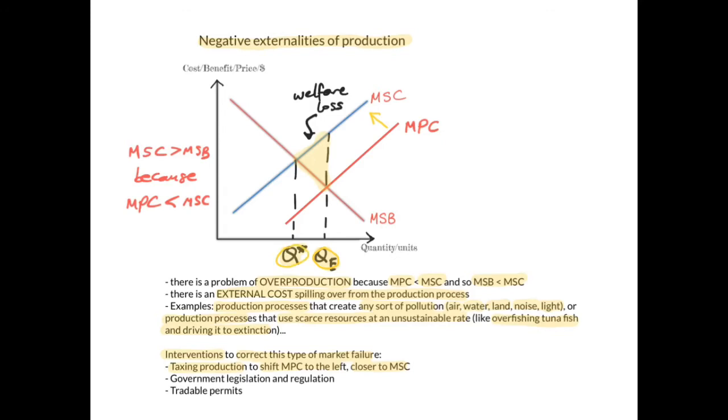The government could also use legislation and regulation to discourage production of this good or service, or to raise the costs of production of this good or service, which would have the same effect. A popular solution is also the use of tradable permits.